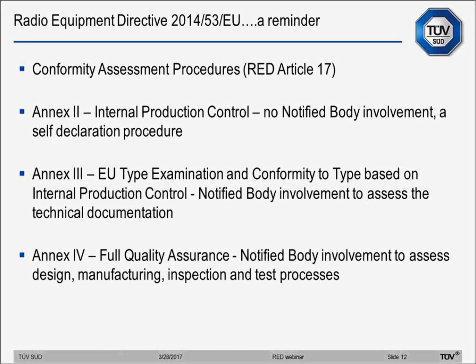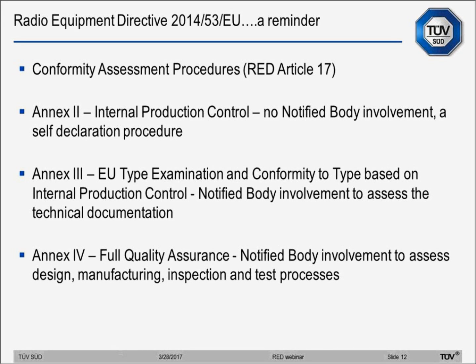The conformity assessment procedures are explained in Article 17 of the RED. These are the routes to be taken to compliance. Annex 2 is internal production control, where there is no notified body involvement. It's a self-declaration procedure. Annex 3 is an EU type examination and conformity to type based on internal production control. There is notified body involvement required to assess the technical documentation and compliance to the applicable parts of the RED.